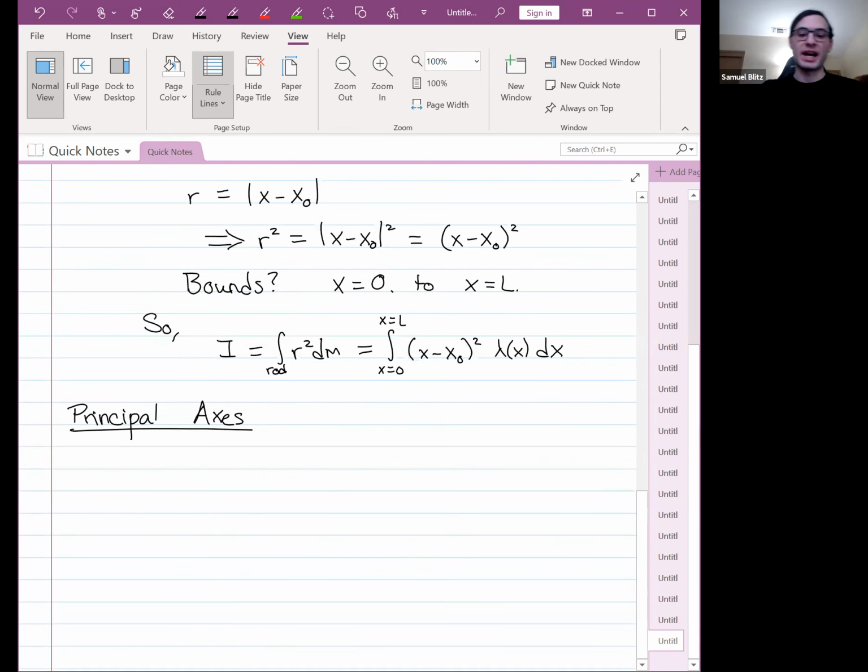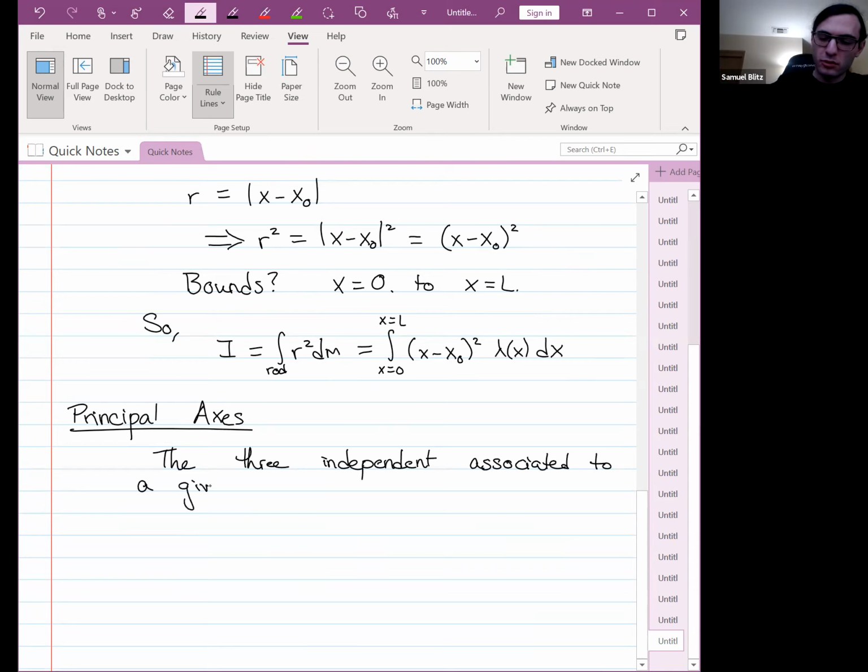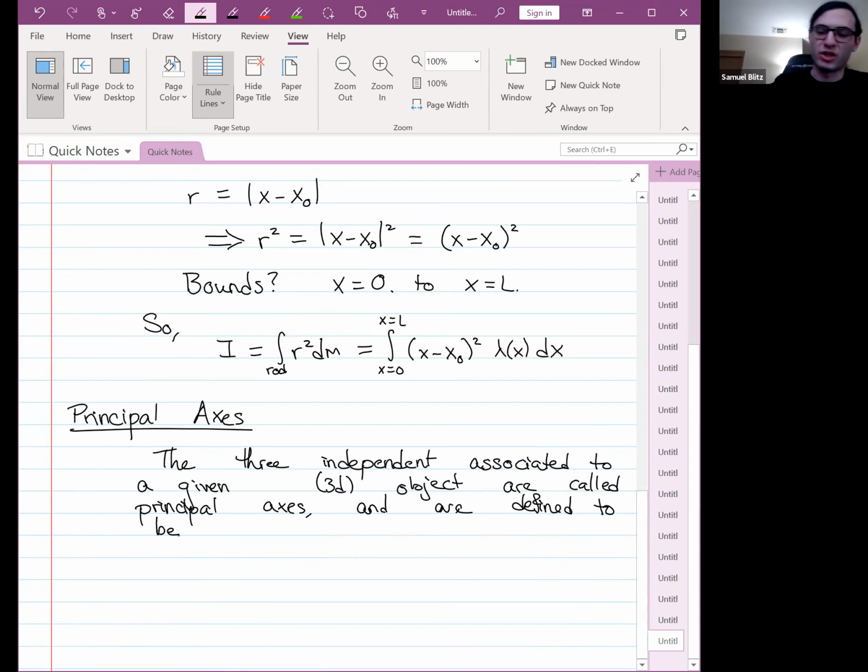So those three independent axes associated to a given 3D object are called principal axes. And by the way, these principal axes are defined to be orthogonal, meaning that we don't call them principal axes if we've chosen axes that are not perpendicular to each other.